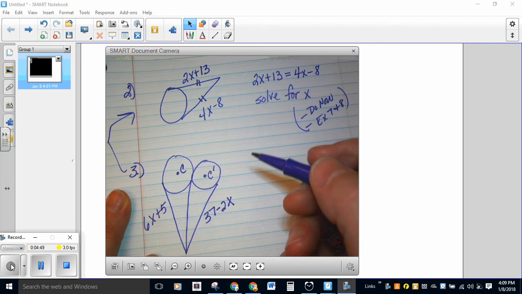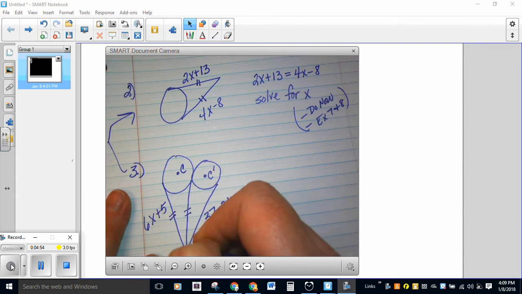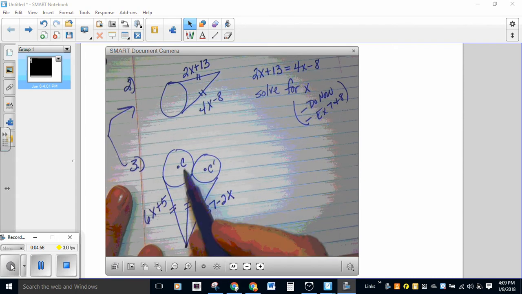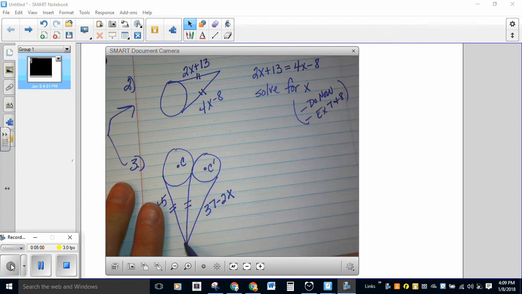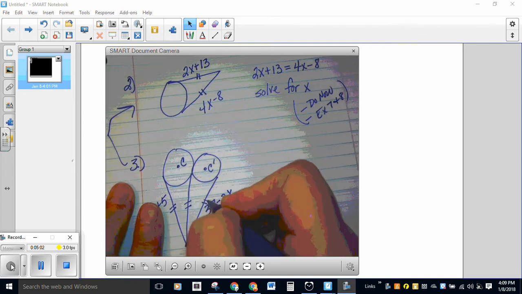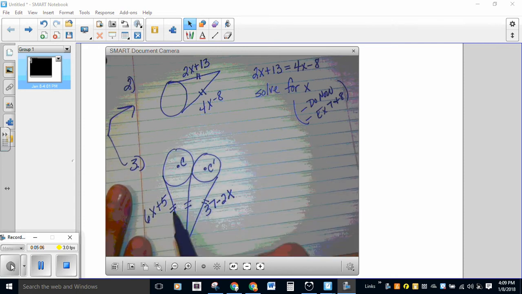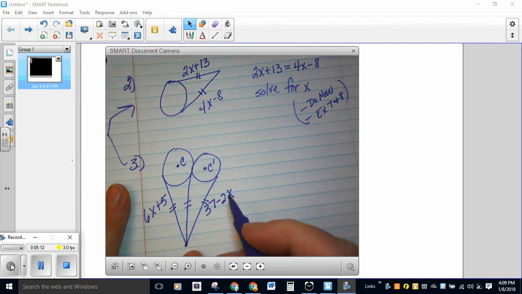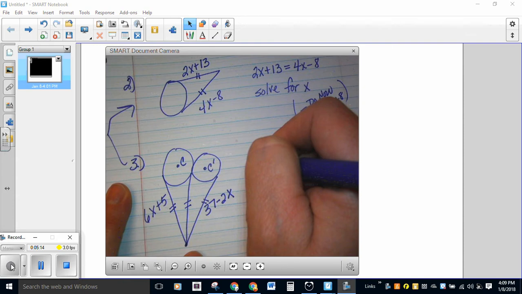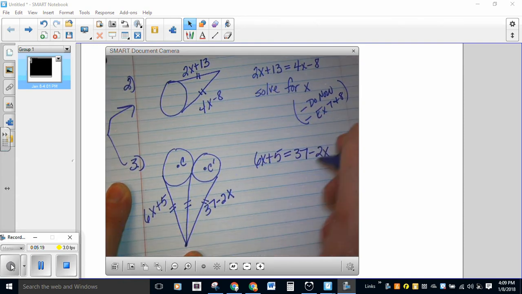Well, since this tangent is equal to this tangent, because they both go to the same point outside the circle and they're tangent to the same circle, and since on this circle these 2 tangents go to the same point outside the circle, it has to have the same length as this side. So by the transitive property, if this is congruent to this, and this is congruent to that one, then the first one and the last one have to be congruent. Okay? So that means 6x plus 5 has to equal 37 minus 2x. Solve for x.